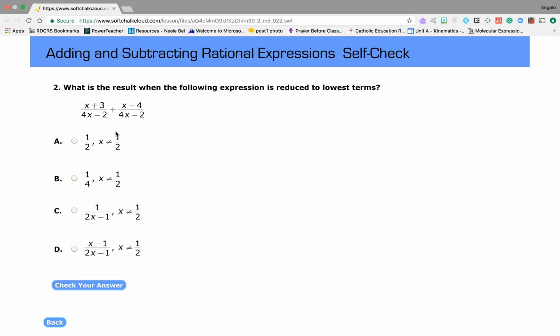So x plus x is 2x, plus 3 minus 4, you're going to get minus 1, 2x minus 1. And we just learned that 2x minus 1 is what we just made in the brackets of the denominator. Those are going to cross out. So that means your final answer would be 1/2.